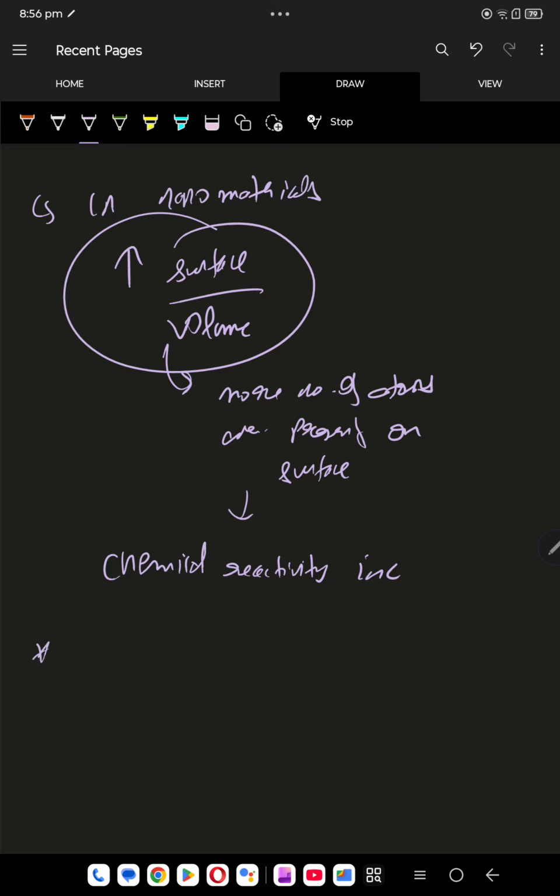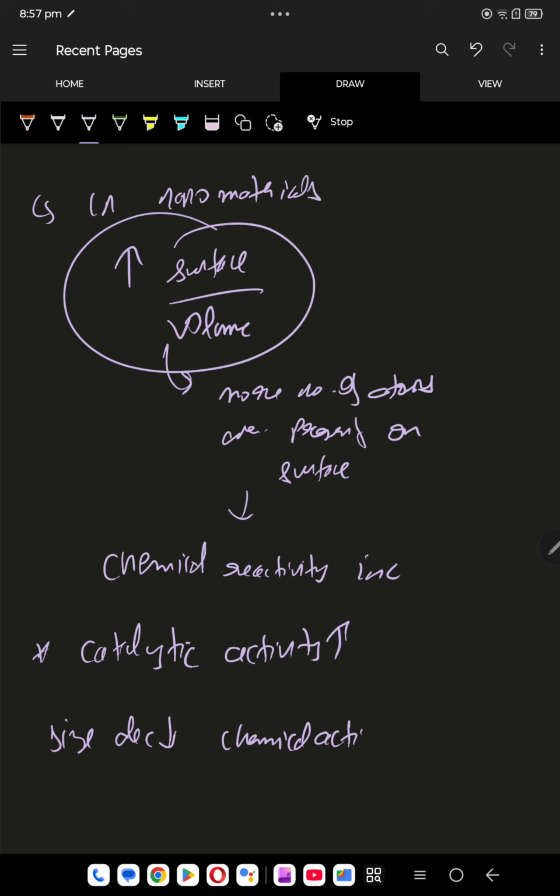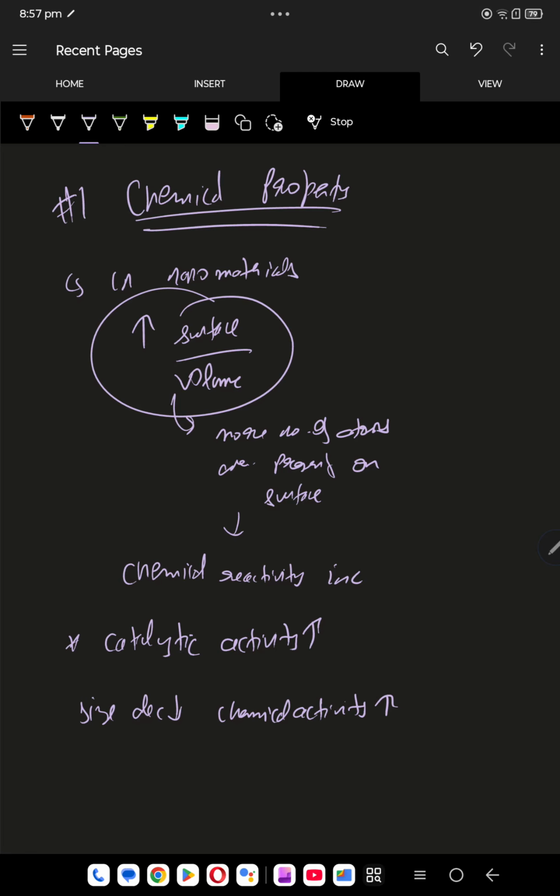And one more thing is they have high catalytic activity. They help fasten up any chemical reaction. So what did we understand? If the size decreases, chemical activity increases. One quick sum up. In chemical property, nanomaterials have high surface to volume ratio, that means more number of atoms are present on the surface, so they have more chemical activity compared to bulk material. They show high catalytic activity, which helps to fasten up any chemical reaction. As size decreases, the chemical activity increases.